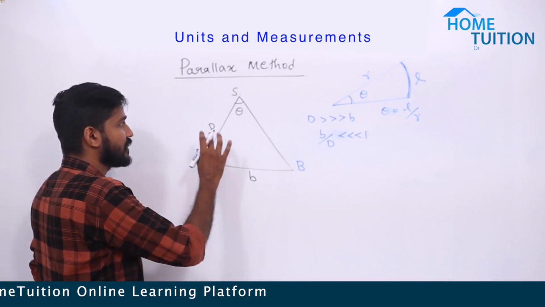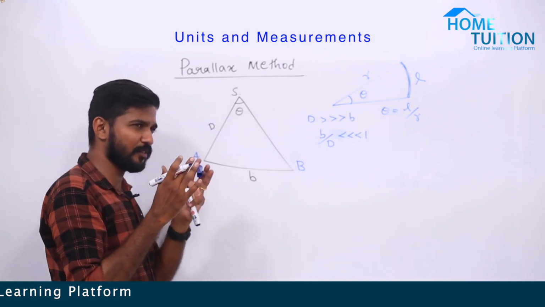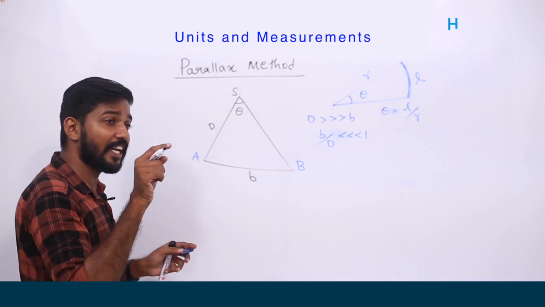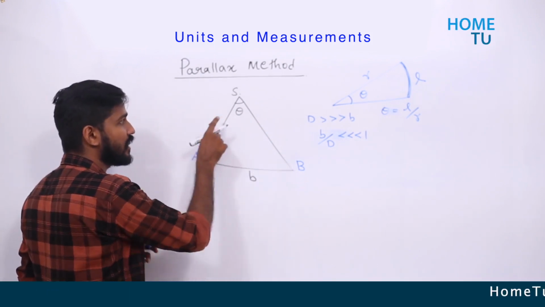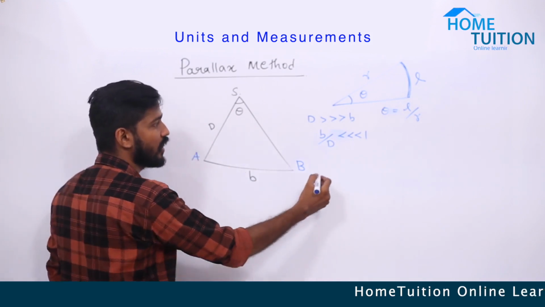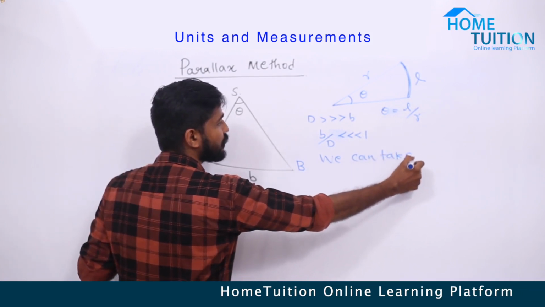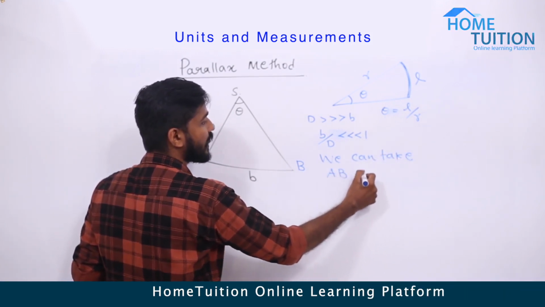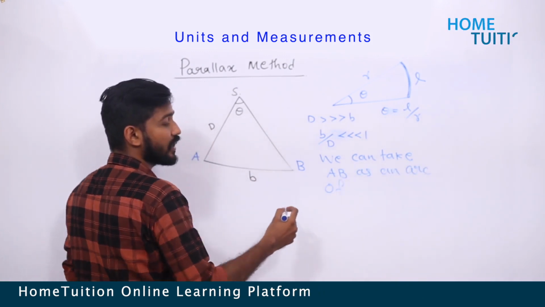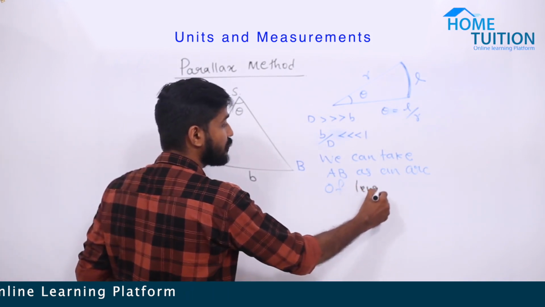Since the distance D is very much greater than b, this angle will be very small, and we can treat AB as an arc of length b. So now we can take AB as an arc of length b.